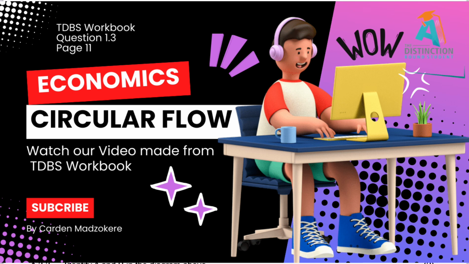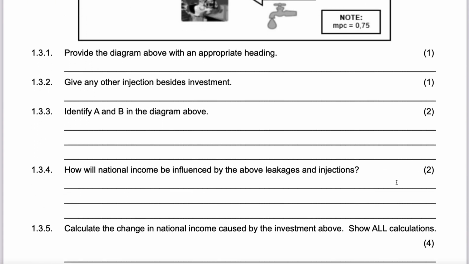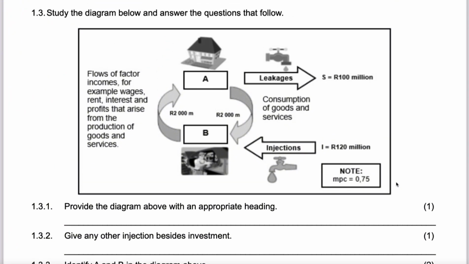Now, question 1.3 is obviously a follow-up to 1.2, which was a follow-up to 1.1, which was a follow-up to the summary that was summarizing circular flow in preparation for the exam. So in the exam, you will get something like this, structured exactly like this, with 1 mark, 1 mark, 2 marks, 2 marks, 4 marks. So this is how it's structured. So anticipate something like this.